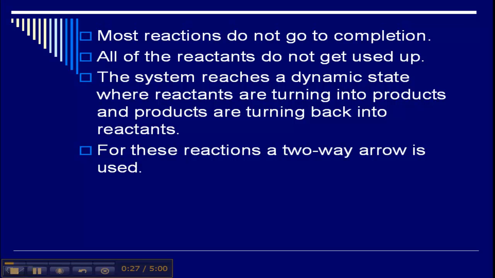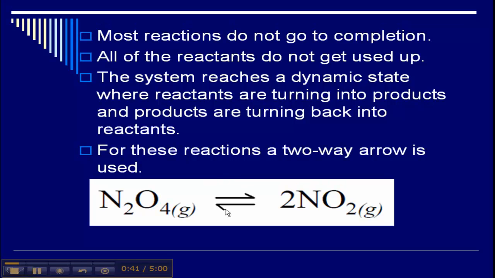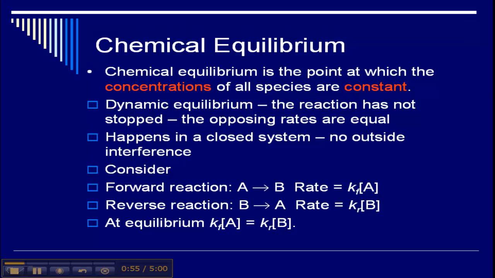Most reactions, however, do not go to completion. All the reactants don't get used up. So what happens is the system reaches this dynamic state. Dynamic means moving, where the reactants are turning into products and products are turning back into reactants. So we use a two-way arrow for these types of reactions. So here, the N2O4 is changing into NO2 at the same time as NO2 is changing back into N2O4. This is called chemical equilibrium. So this is the point at which the concentrations of all the species are constant.